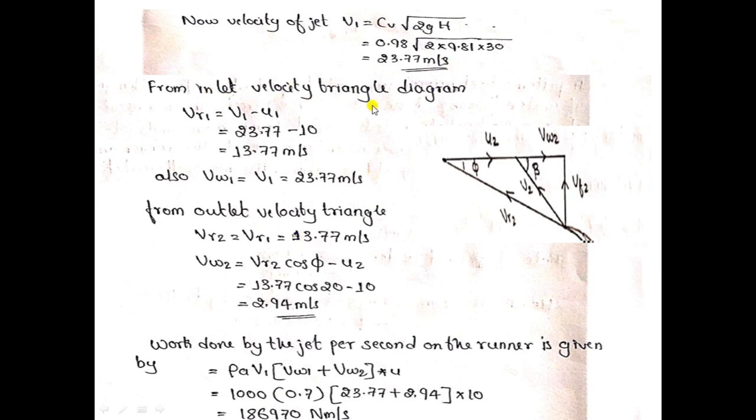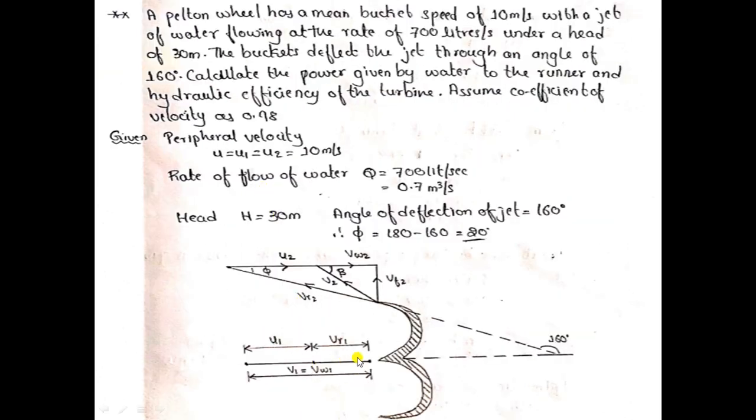Now from the inlet velocity triangle diagram, the relative velocity with which the jet strikes the vane will be the algebraic difference between the velocity of jet and the velocity of the vane. So 23.77 minus 10, we will be getting the relative velocity as 13.77 meters per second, and the whirl velocity is equal to the velocity of jet, since the inlet velocity triangle diagram is a straight line.